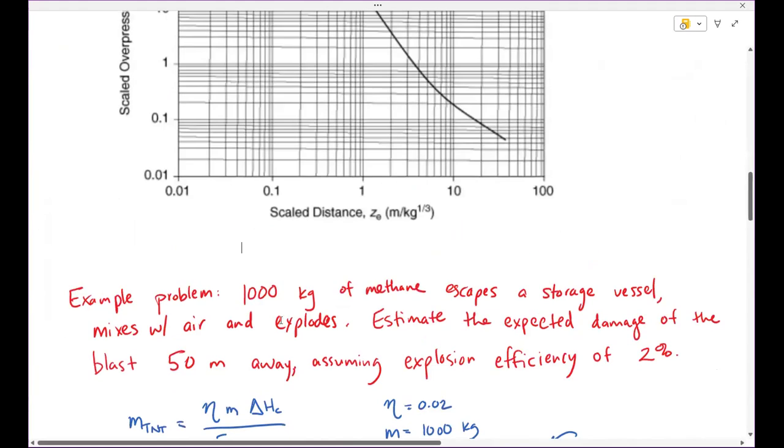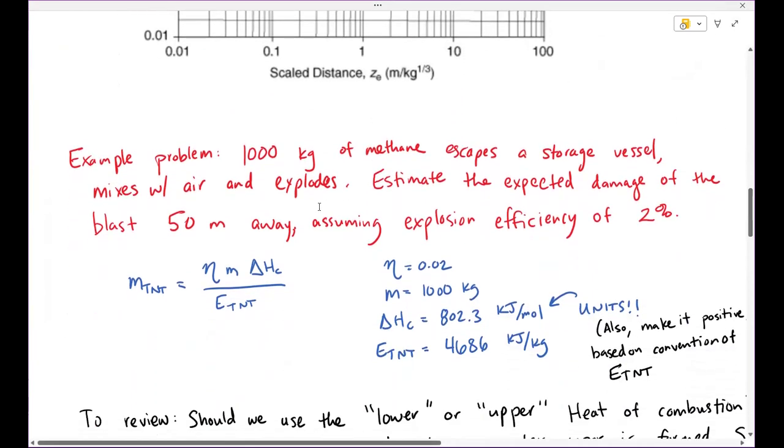Let's look at a quick example. So let's say we've got 1,000 kilograms of methane escaping a storage vessel, mixing with air and exploding. Estimate the expected damage of the blast 50 meters away, assuming that the explosion efficiency is only 2%. So most of this problem is plug and chug, but again, you have to plug and chug in the right order. So I'm going to put in my givens.